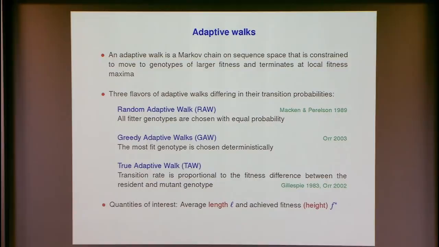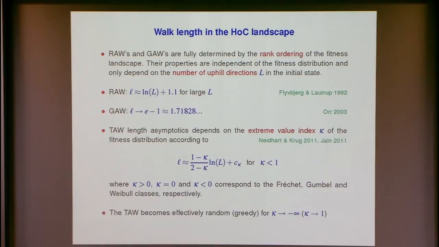Now again, most of the work has been done in House of Cards landscapes. And here, if you look at the random and the greedy cases, those are fully determined by the rank ordering of the fitness landscape. So you don't actually have to worry about the distribution of the fitness values. And there are a number of results.